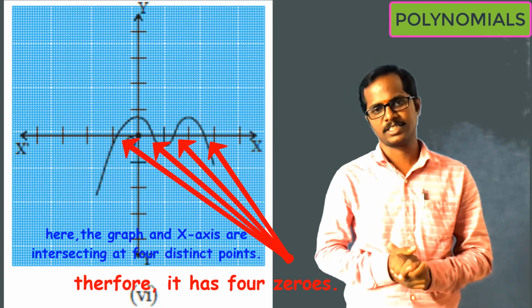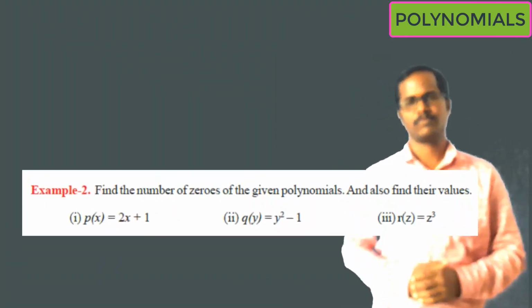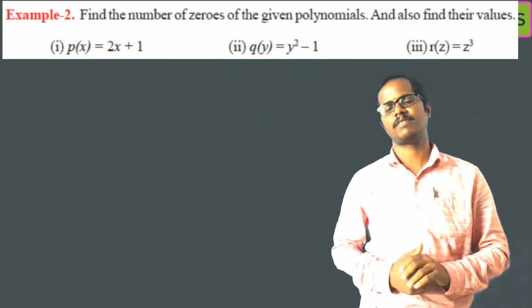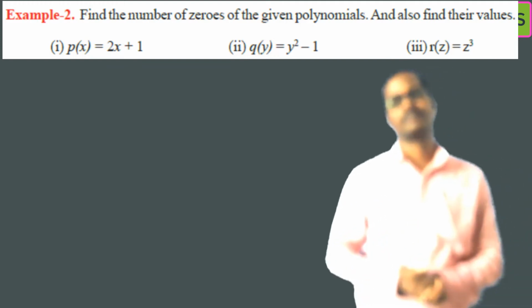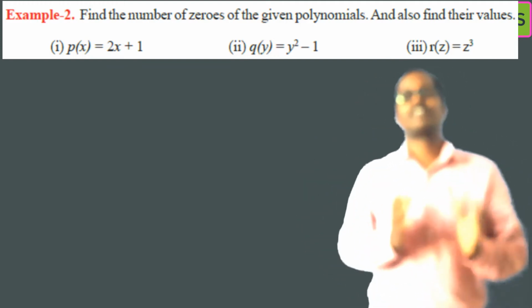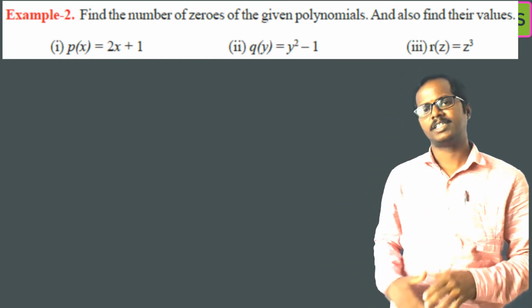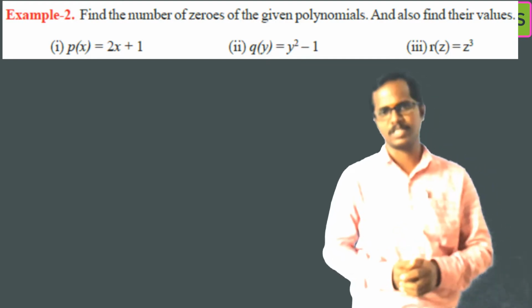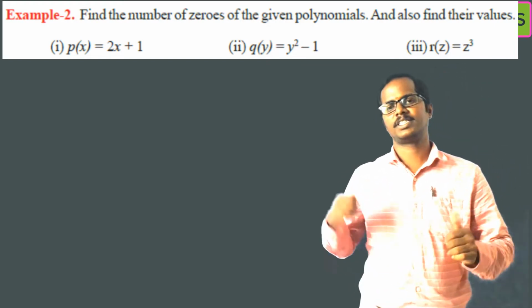Now let us discuss the second example. Example 2. Find the number of zeros of the given polynomials and also find their values. So here in this problem, we were given some polynomials and we need to find the number of zeros of these polynomials and also their values. So let us see the first one.